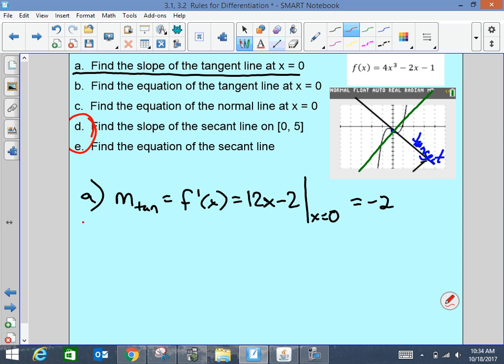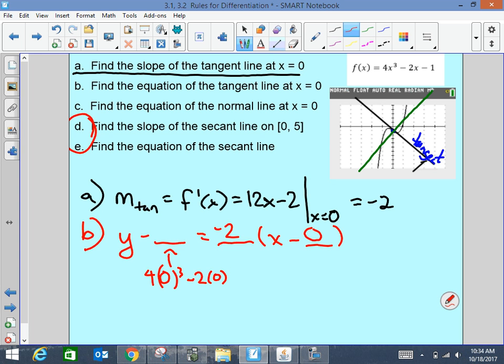All right? What is part B? The equation. All right. I'll fill in my... Okay, I know my x is 0. I know my slope is -2. Where do I get that y value? You have to plug in the 0, so this is 4 times 0 cubed, minus 2 times 0, minus 1, so it is a -1, right? So there's your equation, y plus 1 equals -2 times x minus 0, which is -2x. I do not care if you have that x minus 0.